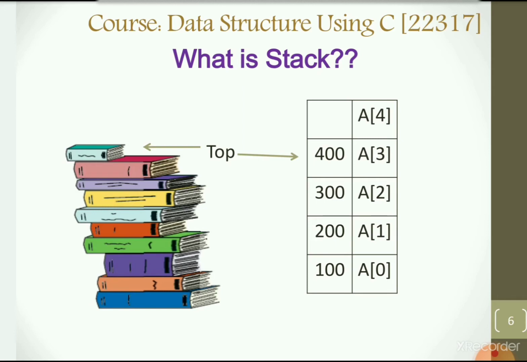Here the example we have given is a stack of books. Which is the top? The topmost book is the top. Here an array implementation is also given, in which there are elements like 100, 200, 300, 400. The last place of the array is blank, so the topmost element in the array is 400. That way we can point at the top of the stack.